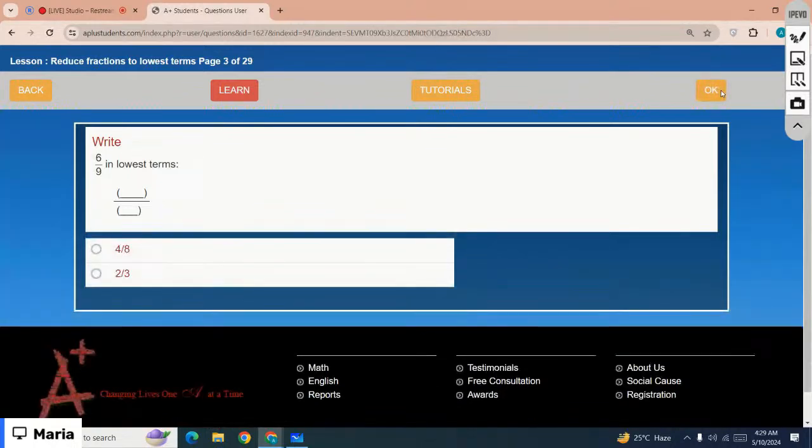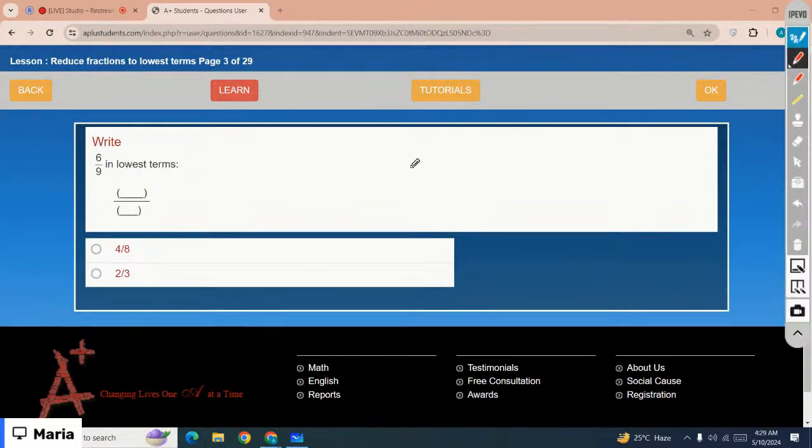Okay, write 6 by 9 in lowest terms. So which is the correct option? 6 over 9. Divide them by the greatest common number, that is 3. That is 6 divided by 3 is 2 and 9 divided by 3 is 3. So the correct option is 2 over 3. Got it?